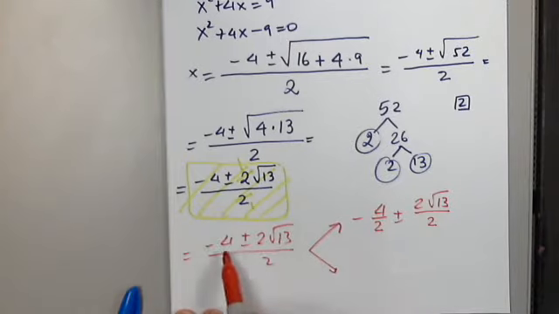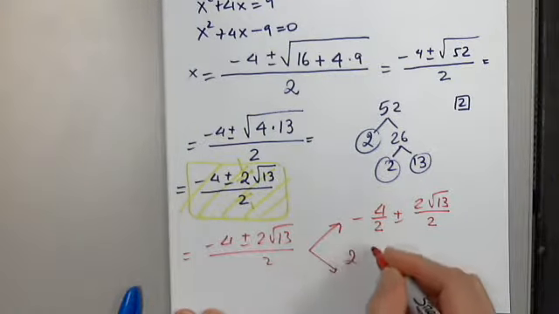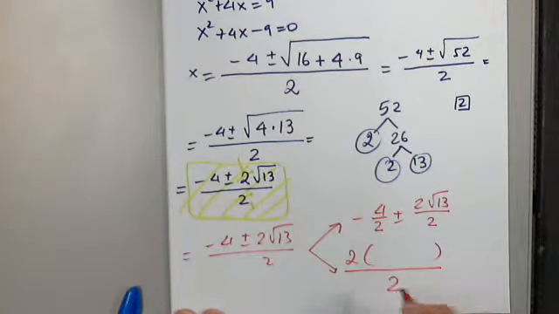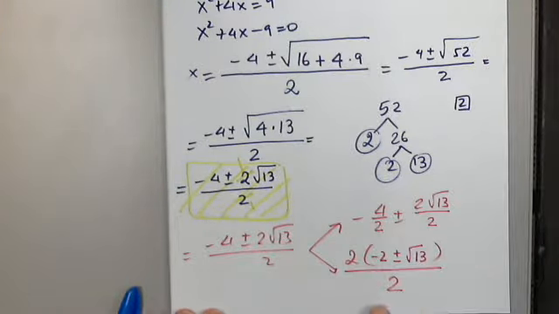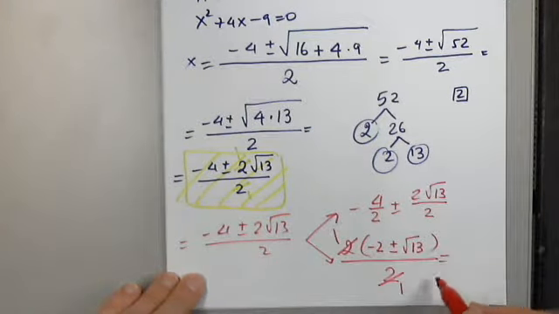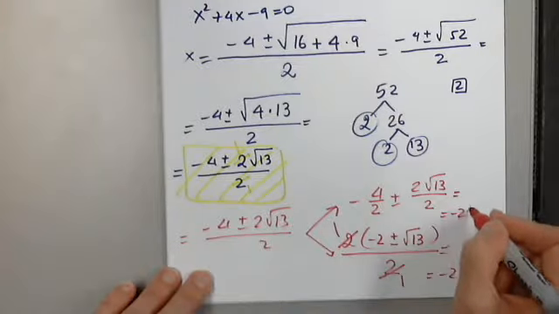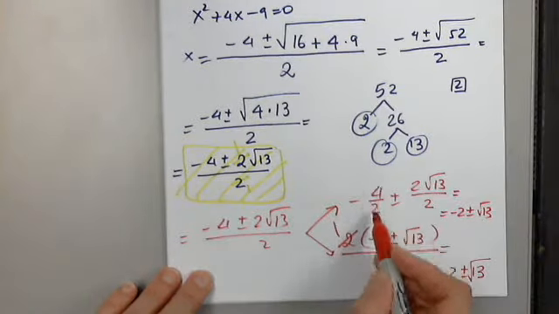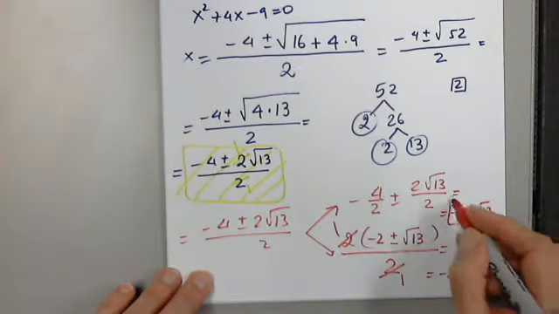Or the other option is to factor out at the top what? 2, indeed, and what is left in parentheses? -2 plus or minus the square root of 13. The answers will be the same. I simplify, so I get -2 plus or minus the square root of 13. And here I get the same thing, -2 plus or minus the square root of 13, because I simplify the fraction by itself and the fraction by itself. So both answers are correct.